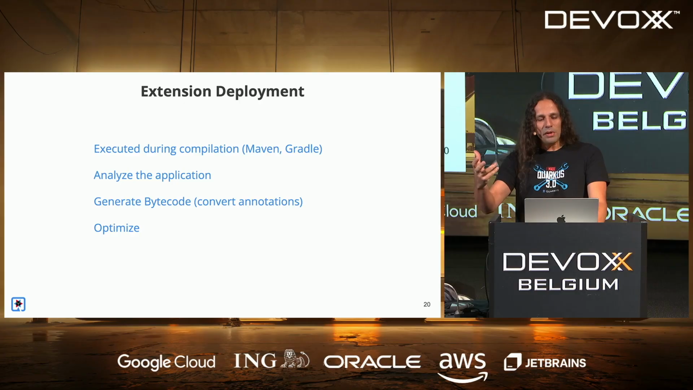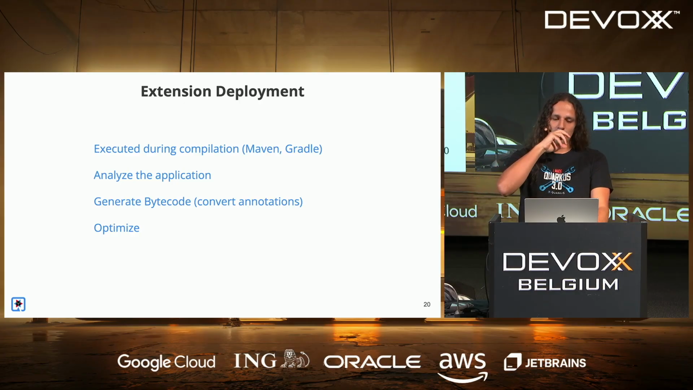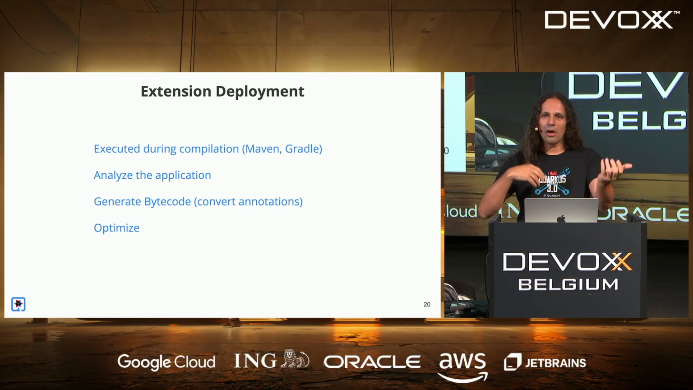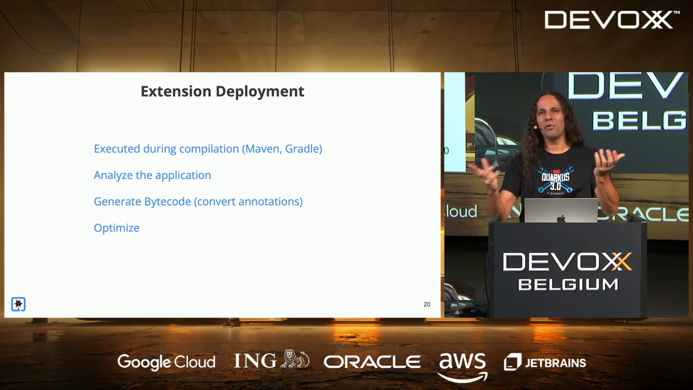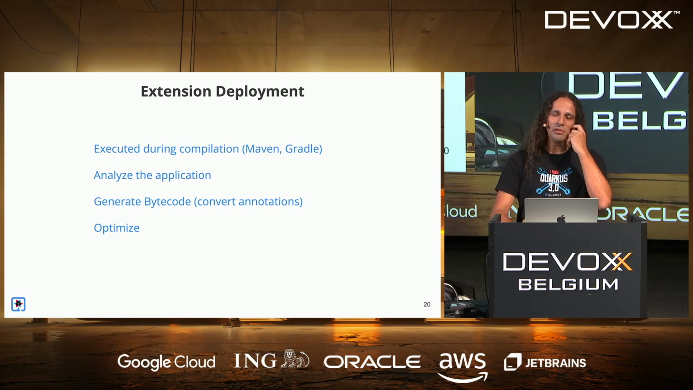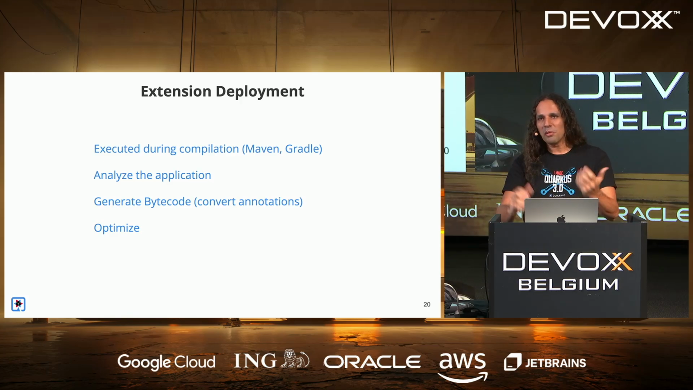Now, on deployment, there are a lot of things that happen, right? So there are the pieces where we analyze the app. We generate bytecode, usually by looking into annotations and converting stuff. And you can go really, really creative on what you do over here. And we do some optimizations as well, right?